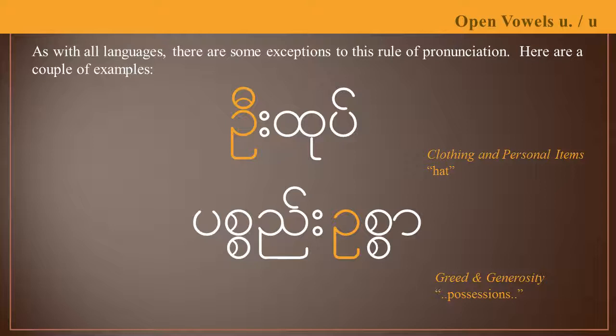The second example is the word for possessions. You'll only find it one time on the language app that I'm aware of. It comes from the section on greed and generosity. It's in a very lengthy sentence, so I've just plucked out this word. It appears early in the sentence. You should have no trouble finding it. But instead of using the U sound you would expect, it too uses an O sound. So listen to its pronunciation carefully.